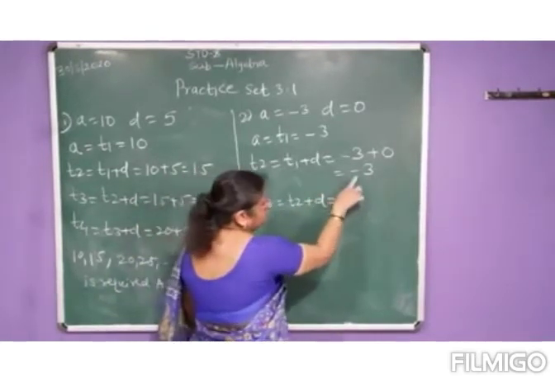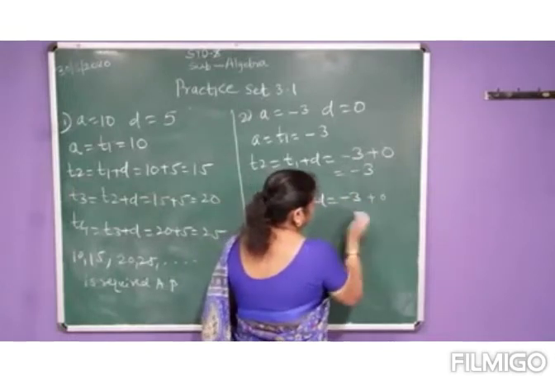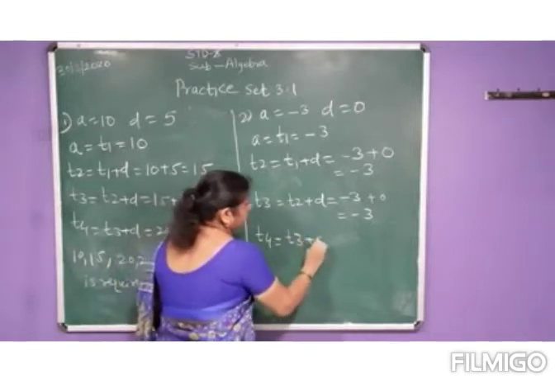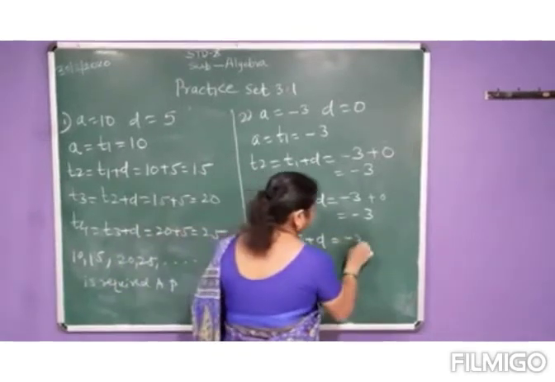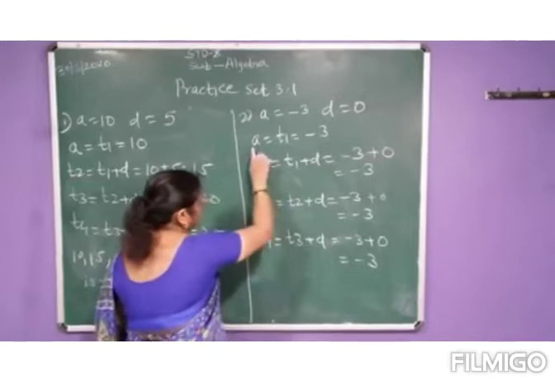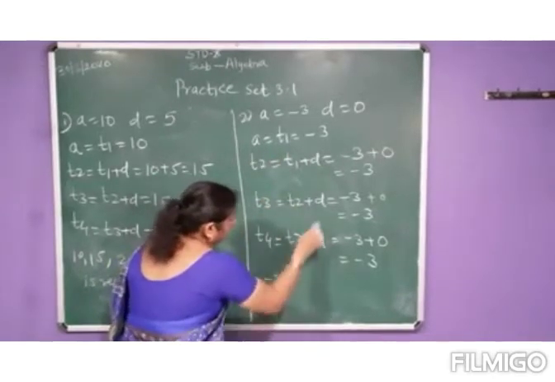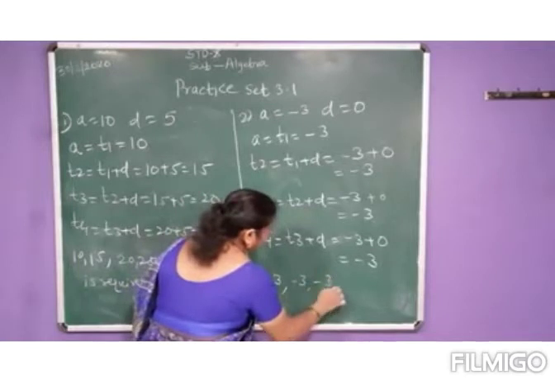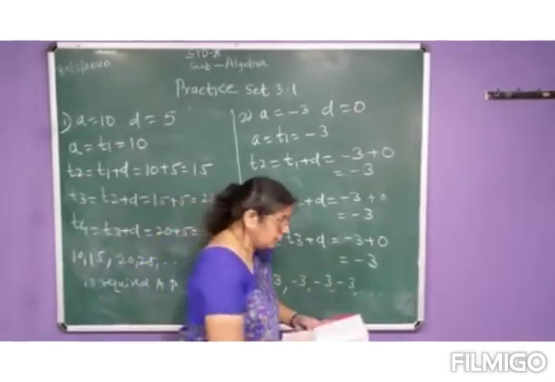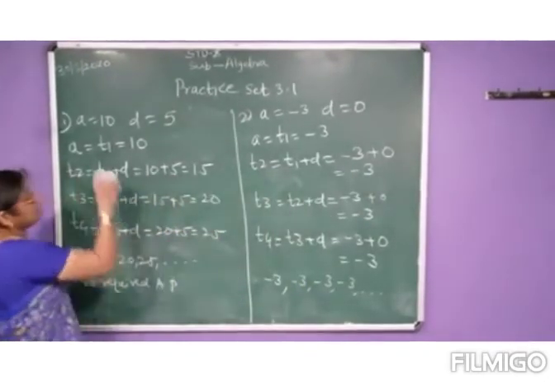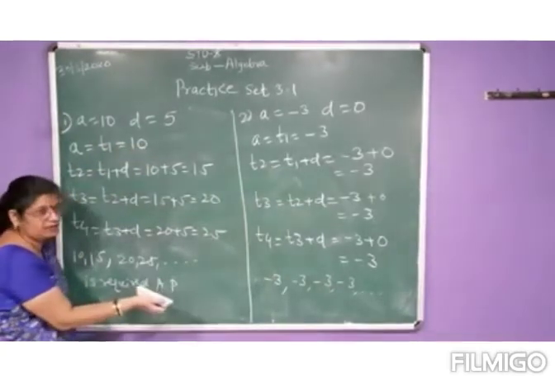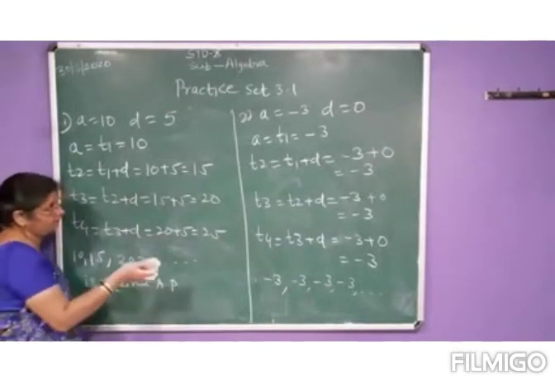Here T2 is -3. What is D here? 0. So -3. Then T4, T3 plus D. T3 is your -3 plus 0. So -3. So what answer you will get here? Now say T1 is -3. Then you will write -3, -3, -3, -3. So it is the repetition of a number. Okay. Have you understood these two terms where A value is given and D is given? You can find out the next terms of an AP or the first 4 terms of an AP.